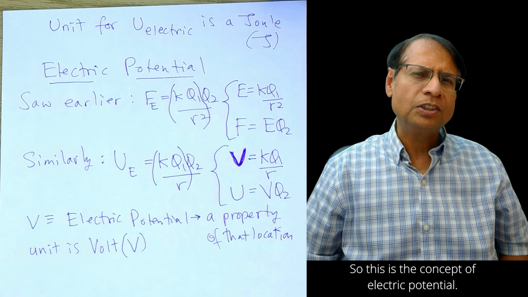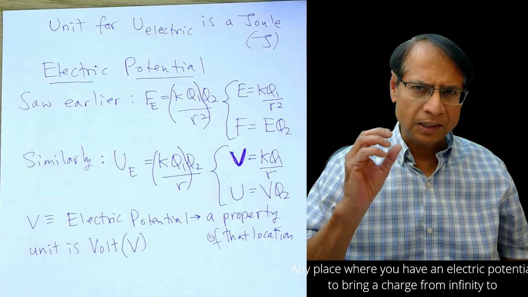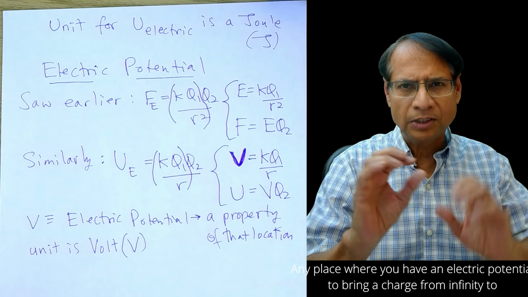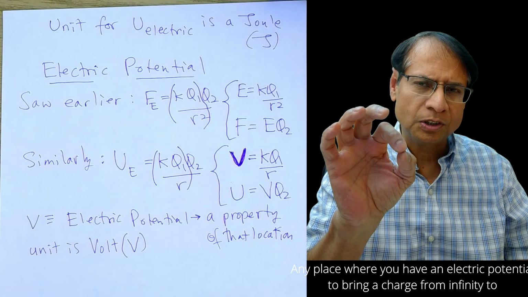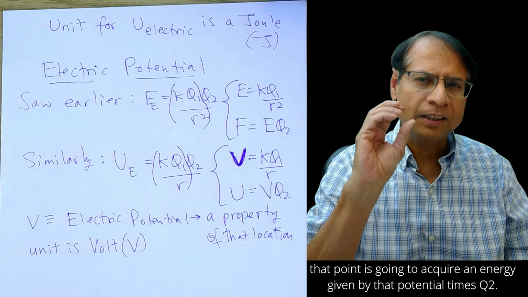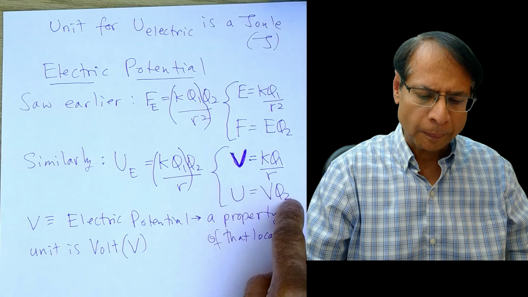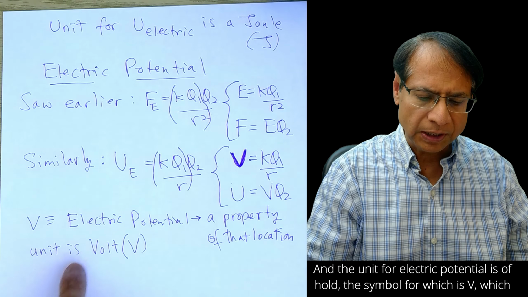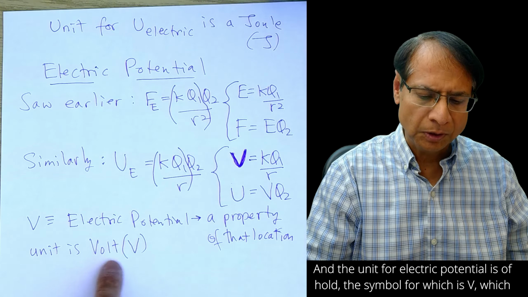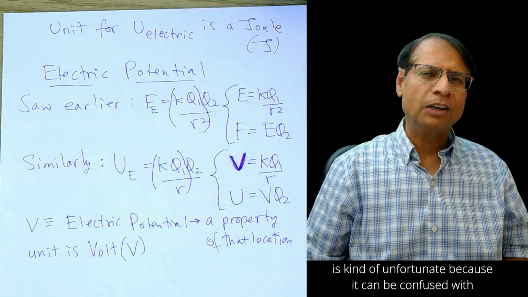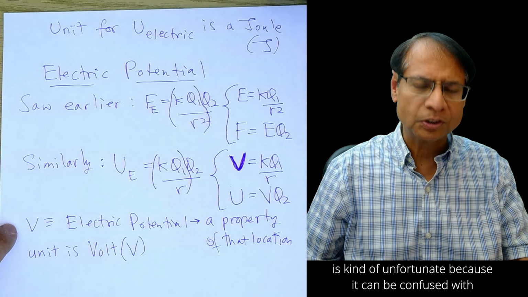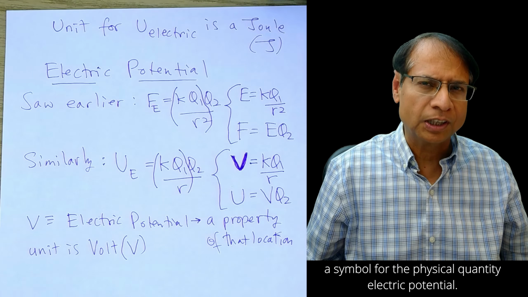So this is the concept of electric potential. Any place where you have an electric potential, to bring a charge from infinity to that point, it is going to acquire an energy given by that potential times Q2. And the unit for electric potential is a volt, the symbol for which is V, which is kind of unfortunate because it can be confused with the symbol for the physical quantity electric potential.